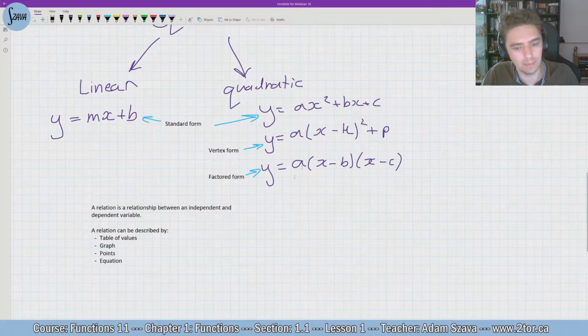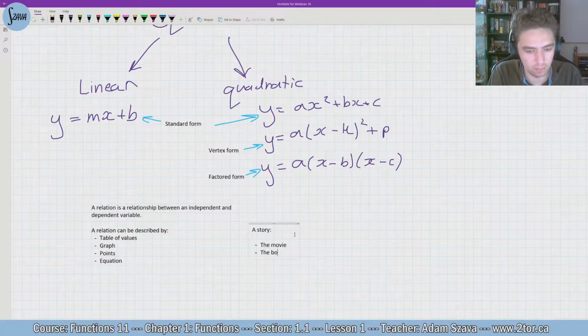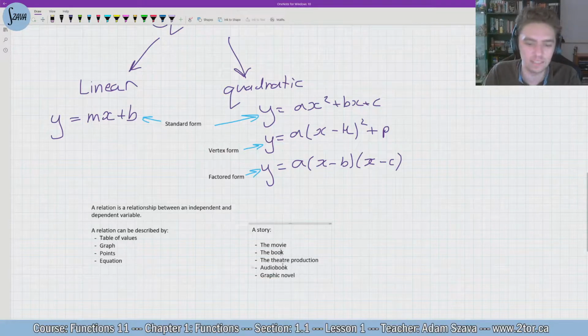So an example I can give to help you understand what I'm trying to mean here is a story, right? If you have a story, is the story the movie adaptation? Is it the book? Is it the theater production of it? Is it the audiobook? Is it the graphic novel? The story itself is not any one of these things. These are all ways to show the story: through a movie, through a book, through a theater production, through an audiobook, through a graphic novel. These are ways to show the story.